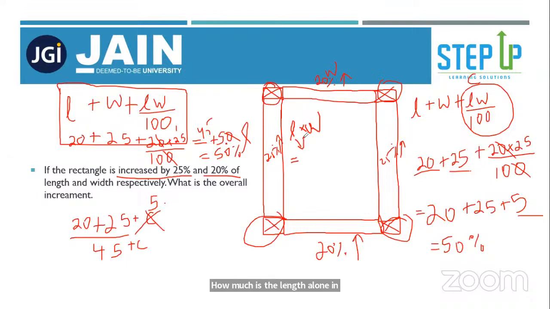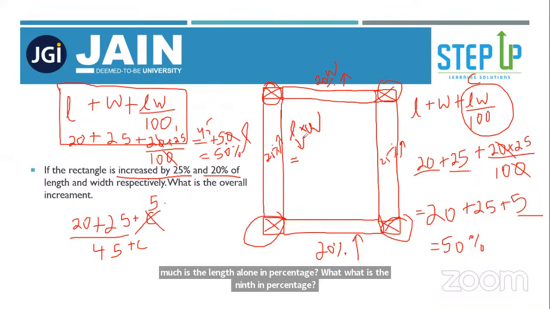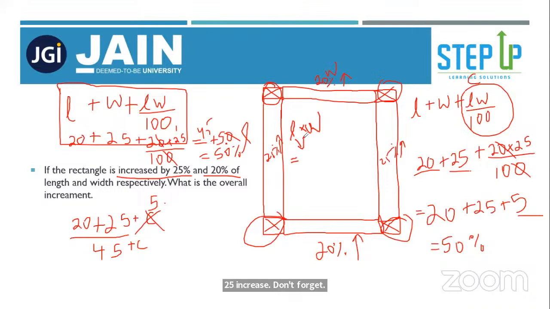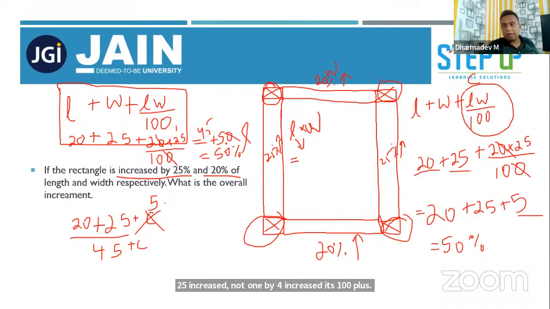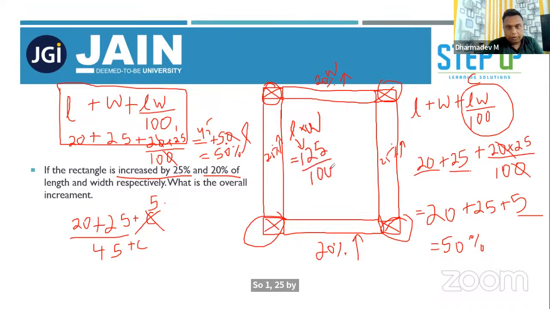What is the length in percentage? 25 increased, don't forget. It's 100 plus, not less than 100. It is increased, 100 plus 25. How many percentage is it? 125 percentage. So 125 by 100. You get that? 125 by 100 times width.